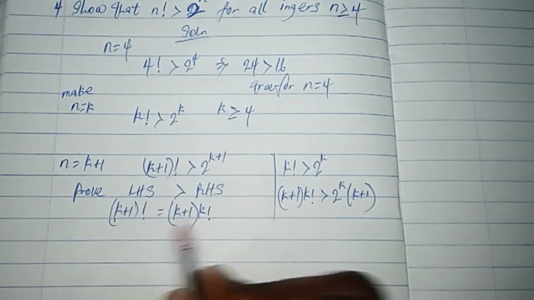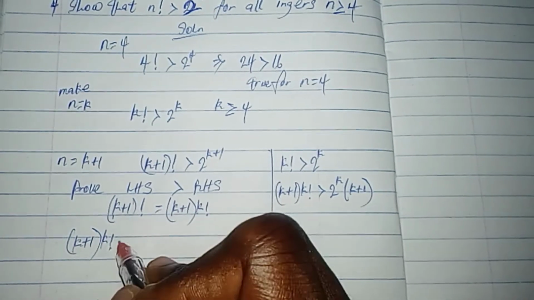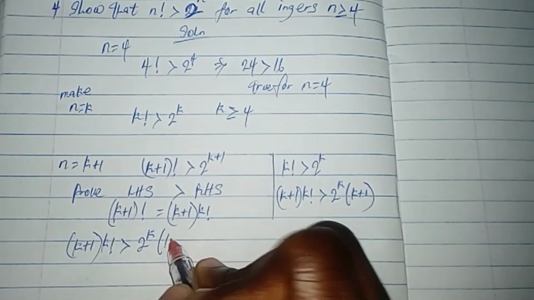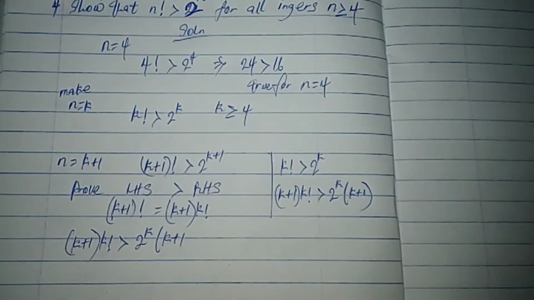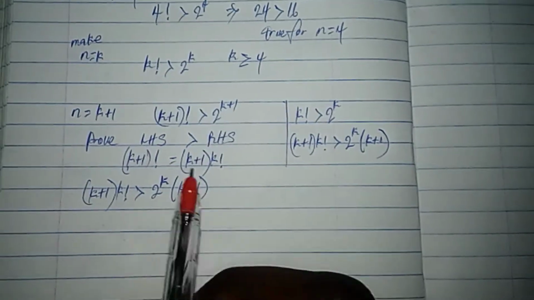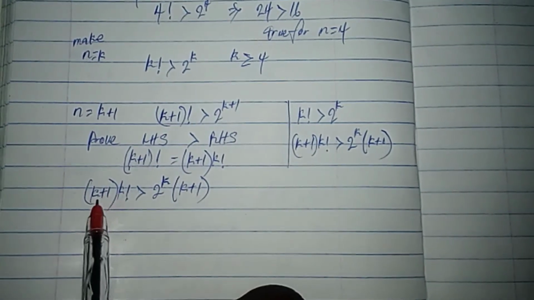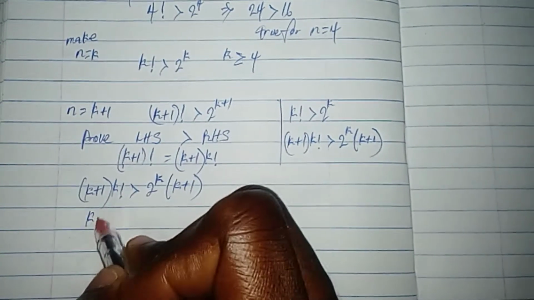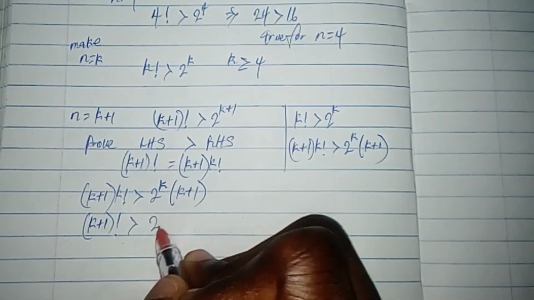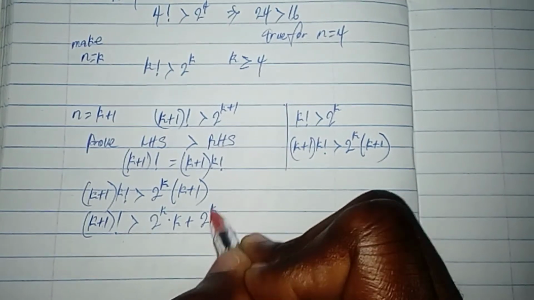So yes, we can write this as k plus 1 times k factorial should be greater than 2 raised to the power k times k plus 1. So right, this is true. Now we can go back and write this as this, since this can be written as k plus 1 factorial. So now we can expand this and we say this is 2 raised to the power k times k plus 2 raised to the power k.